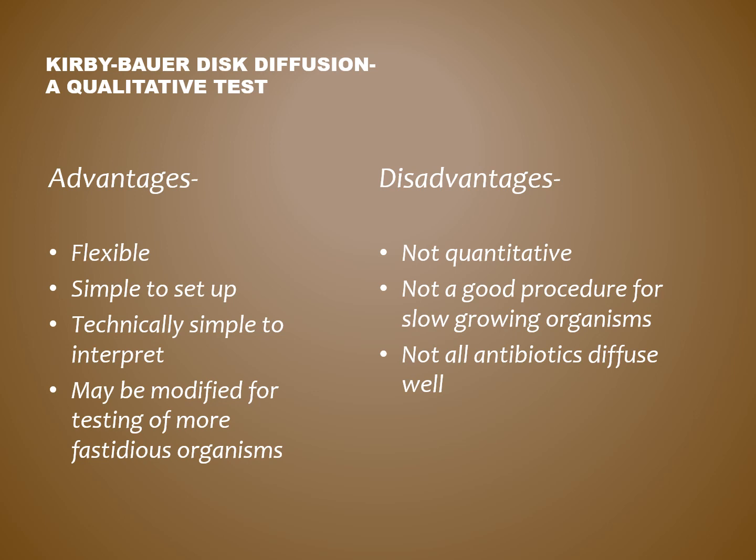So it's very modifiable. Some disadvantages of the Kirby-Bauer test are that it's not quantitative. We don't get an actual number in terms of concentration of antibiotic. Instead, we just get sensitive, intermediate, or resistant. Another disadvantage is it is not a good procedure for slow-growing organisms. We do want to look at our Kirby-Bauer at about 16 to 20 hours. And not all antibiotics diffuse from the paper discs very well.